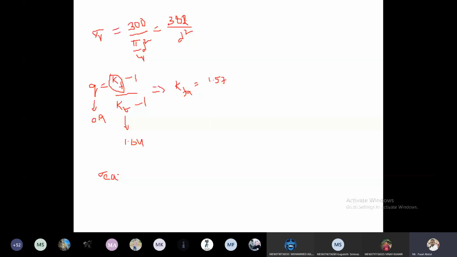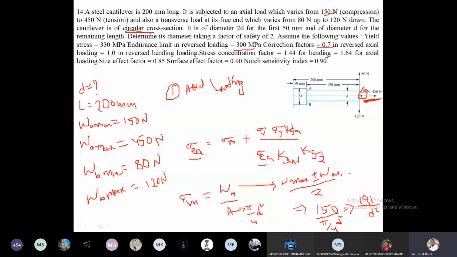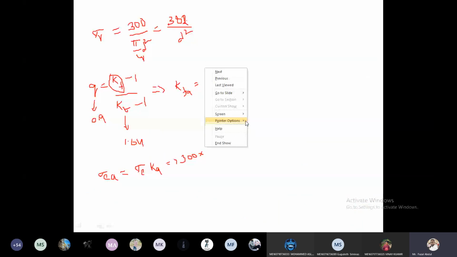So the endurance limit is given in the question. How much is the endurance limit given? 300 megapascal is given. So 300 I am writing here. And how much is the load factor given for the Ka value, meaning the load factor for axial load only we need to consider. In the question 0.7 is given, 0.7 for the axial loading, one for bending loading. Okay. So 0.7, how much did you get? 210. 210, very good. 210 megapascal.